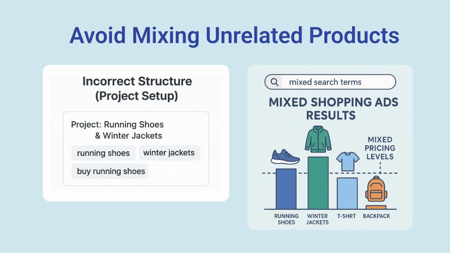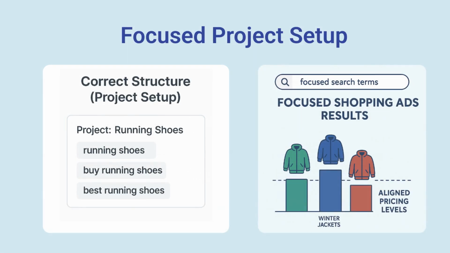Combining different categories leads to diluted insights and makes it harder to interpret competitor behavior, pricing levels, and product visibility for any single category. A focused project ensures your market reports show only relevant competitors and pricing for that specific product category.